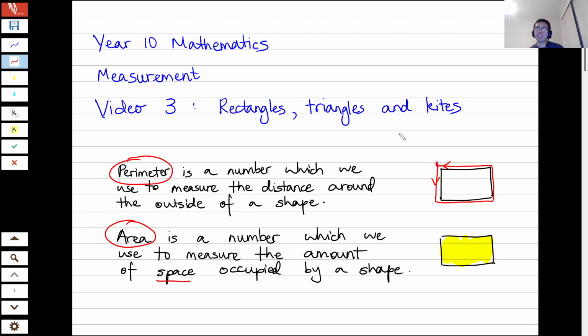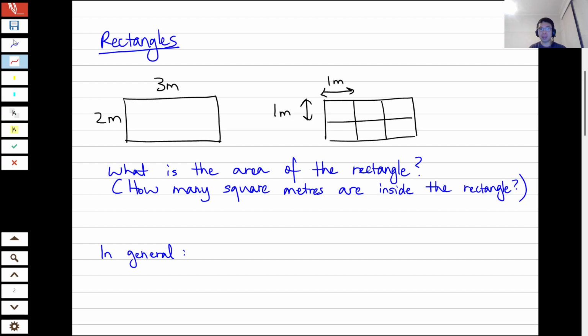Now, in the textbook work, we are just concerned with area. So we're not going to worry about how far to walk around the outside. We're just concerned with how much space is inside the shape. So with that, let's get into it, and let's start with the simplest shape, the rectangle.